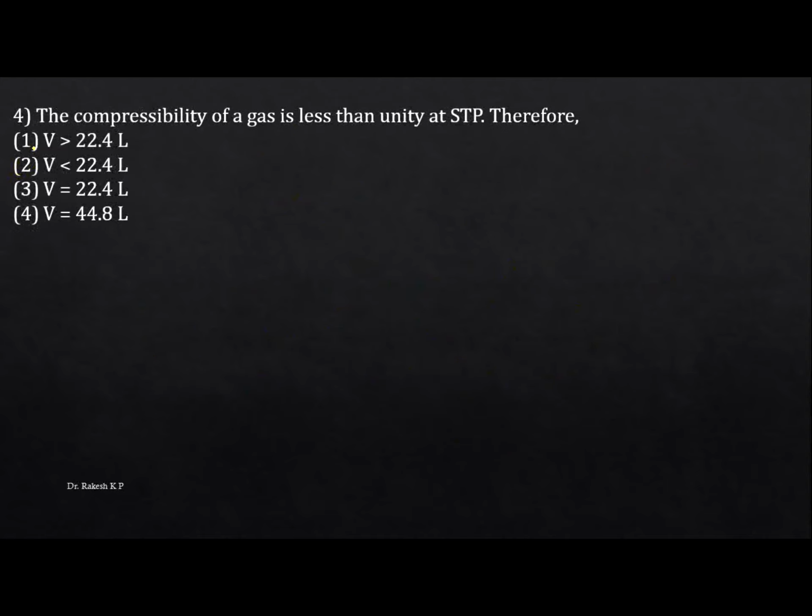The compressibility factor of a gas is less than unity at STP. Therefore, just go to this one here. The compressibility factor Z is equal to the volume of the real gas divided by the volume of the ideal gas. What is the condition here? The Z value should be less than 1.